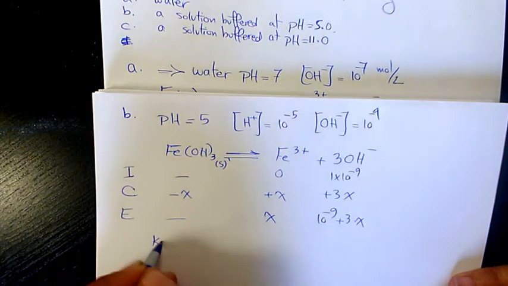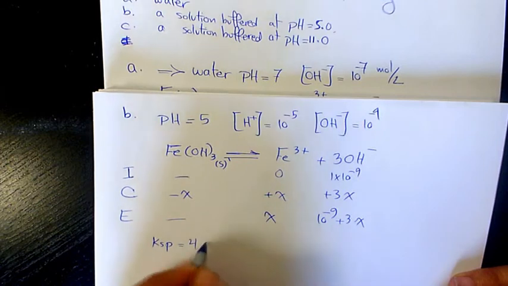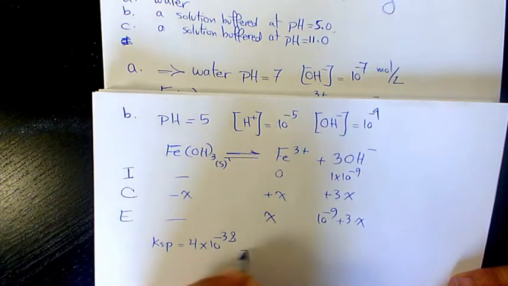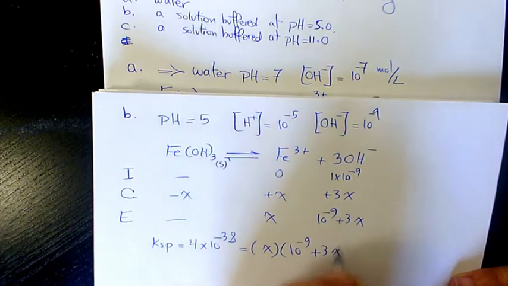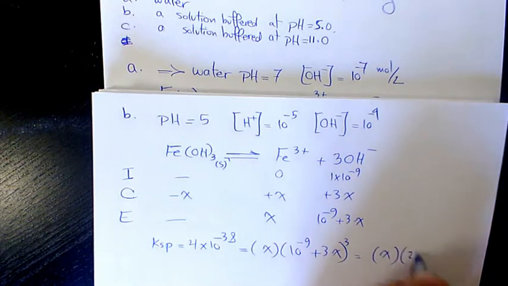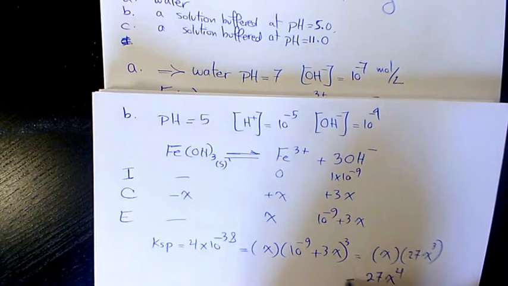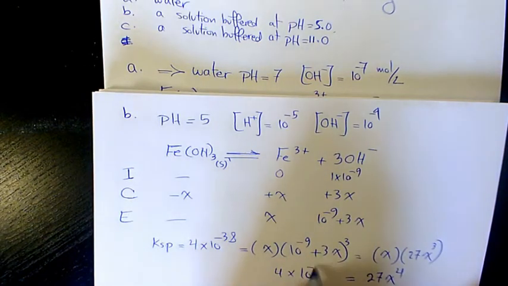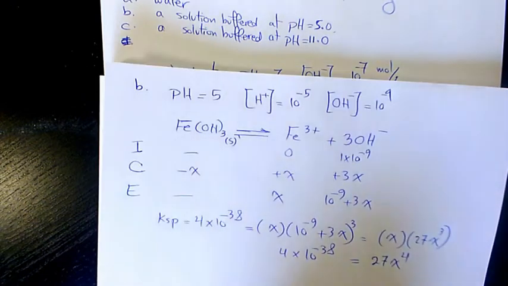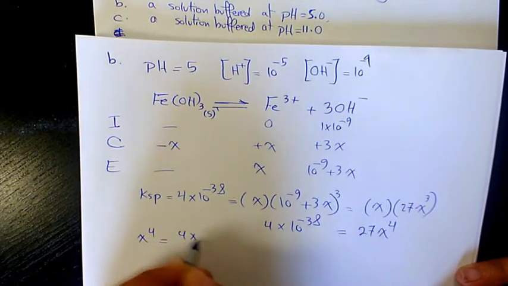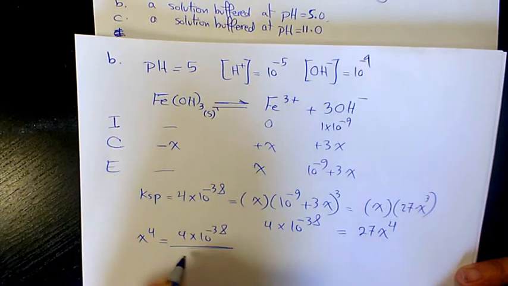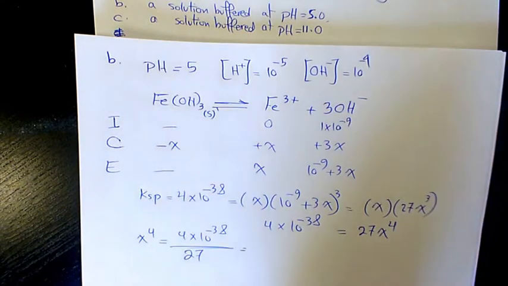So Ksp, which is 4 times 10 to the power of negative 38, equals x times (10 to the power of negative 9 plus 3x) to the power of 3. That's going to be x times 27x cubed, which is going to be 27x to the power of 4, which will be 4 times 10 to the power of negative 38. So x to the power of 4 will be 4 times 10 to the power of negative 38 divided by 27.